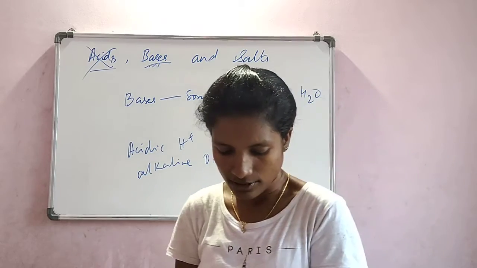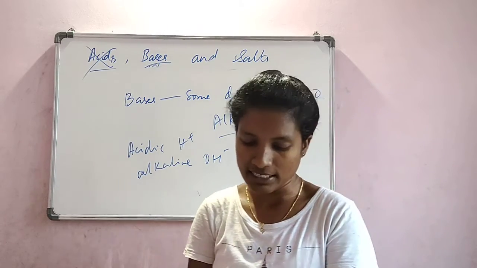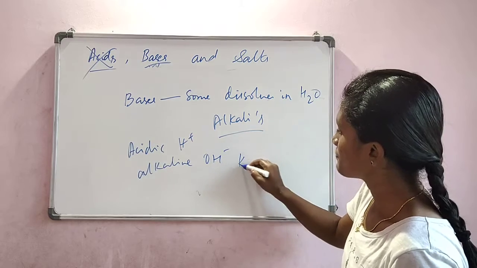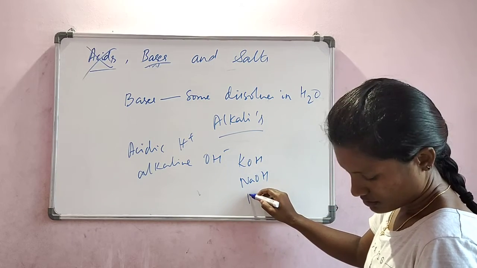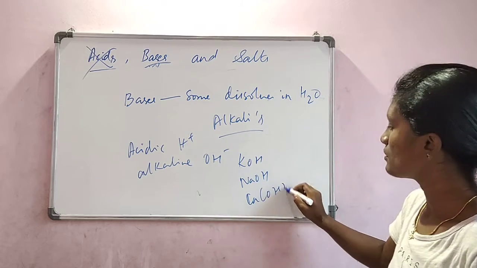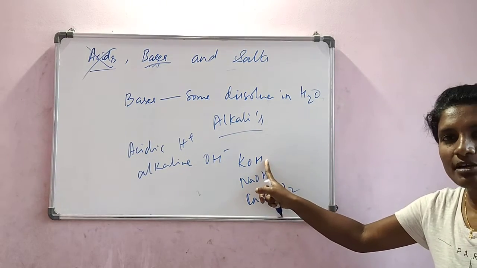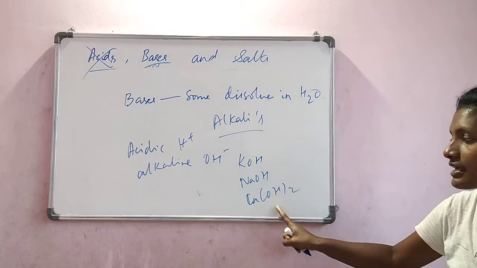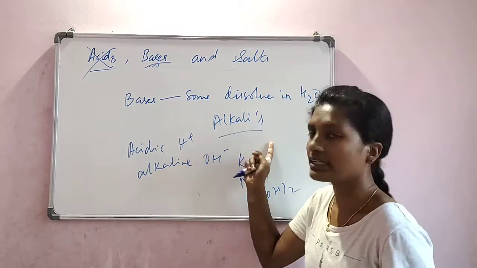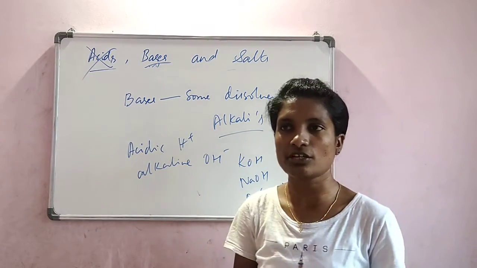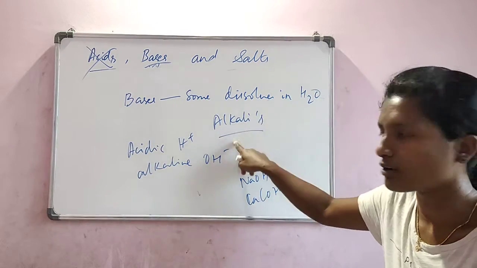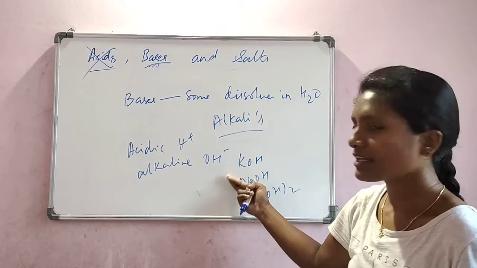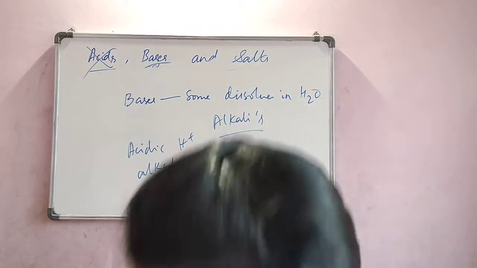Fine. So some examples of alkalis are KOH, NaOH, CaOH: potassium hydroxide, sodium hydroxide, calcium hydroxide. These are called alkalis. You can expect a one mark question or MCQs. What are alkalis? Some of the bases which dissolve in water are called alkalis. Examples are KOH, NaOH and CaOH.